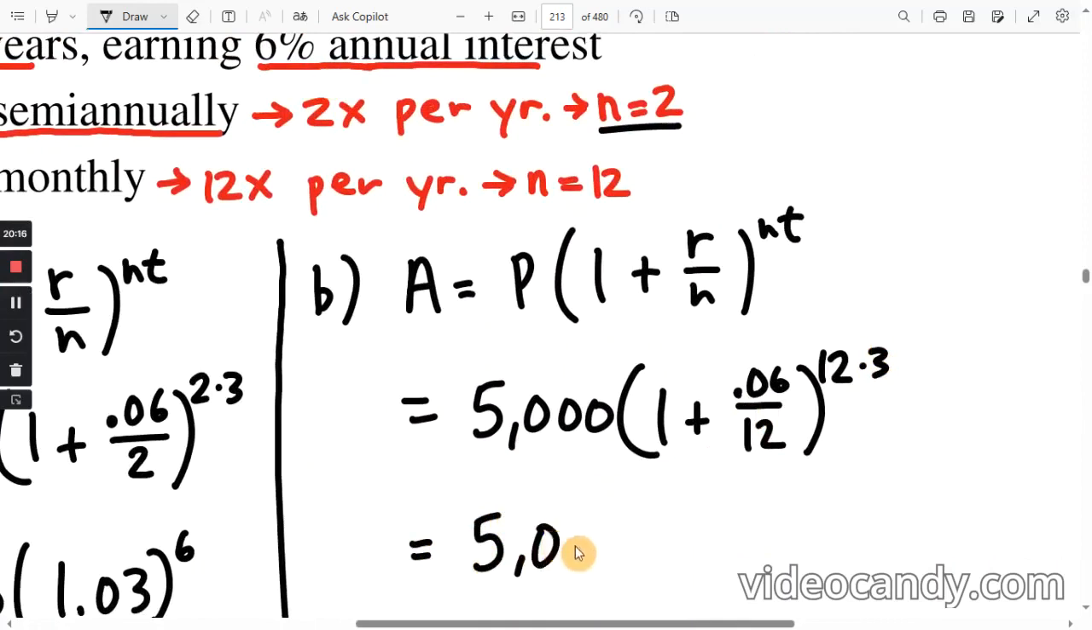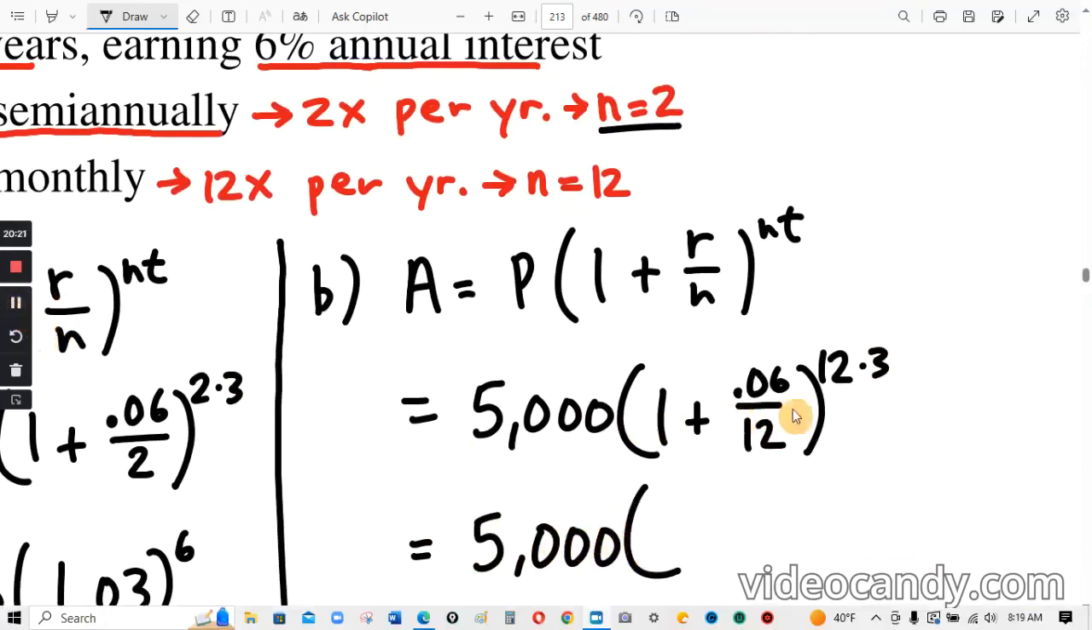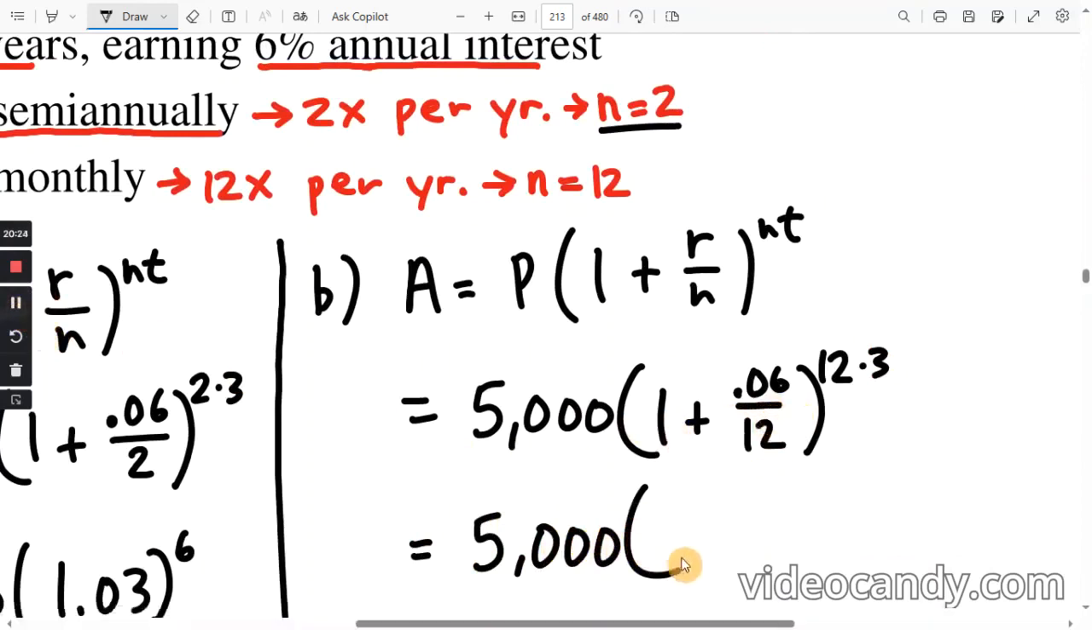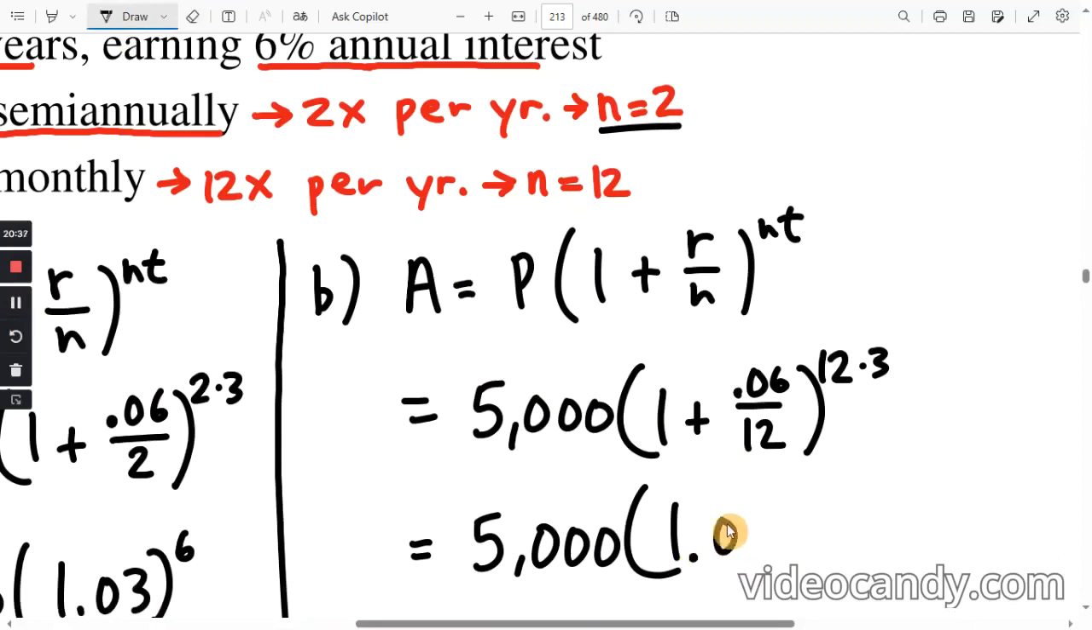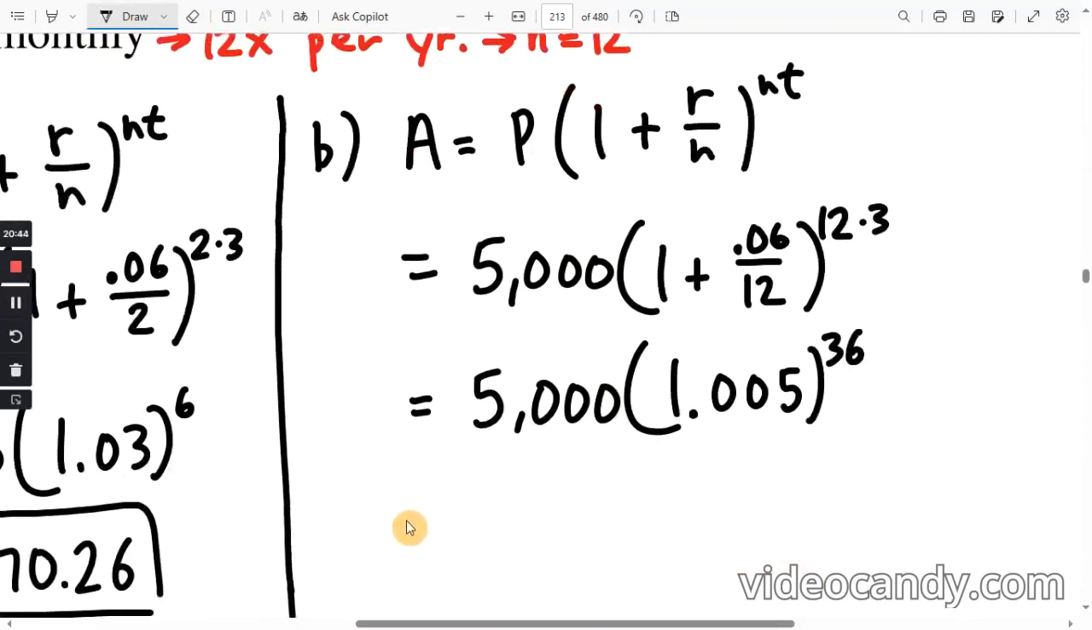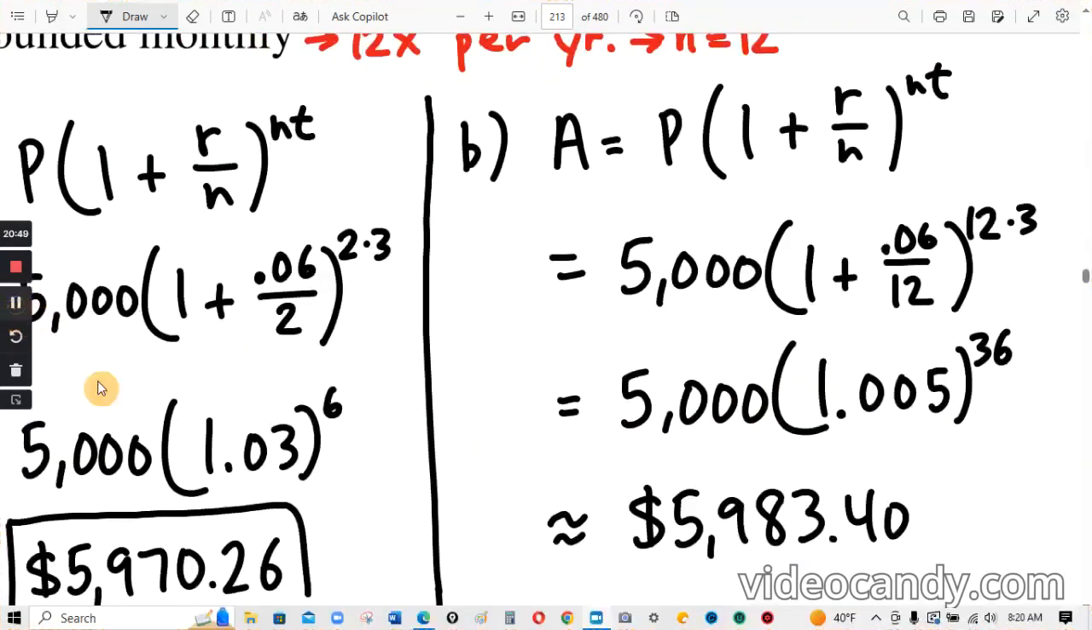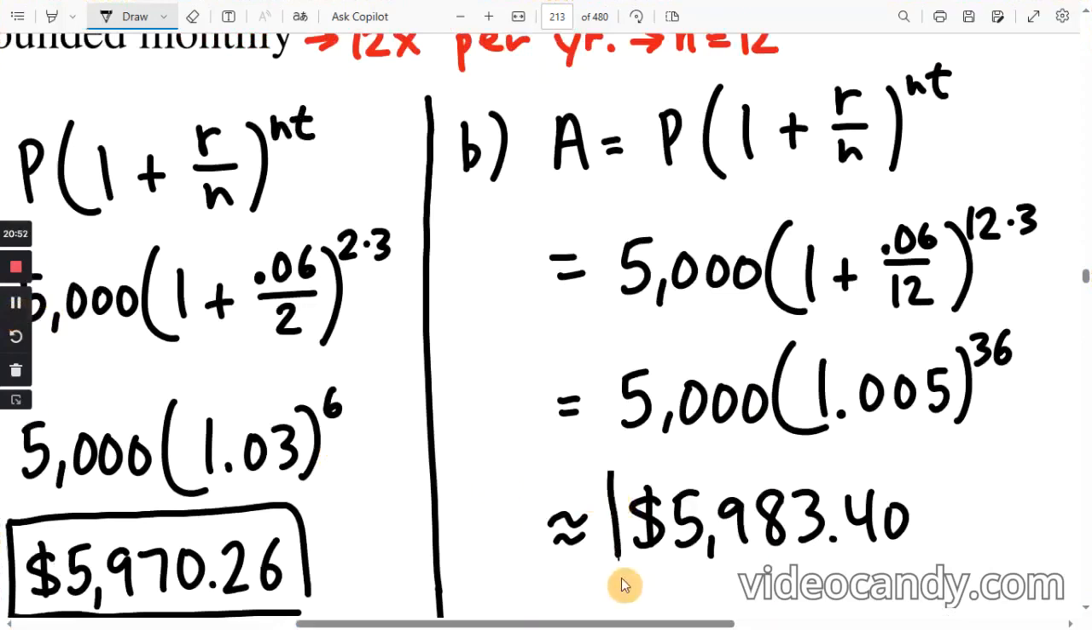And go to the calculator. If you want to clean it up, this is 0.005, so 1 plus that is going to be 1.005. And of course, 12 times 3 is 36. I'm going to use the squiggly lines instead of the equal sign because I'm really rounding off here. And I get 5,983.40.